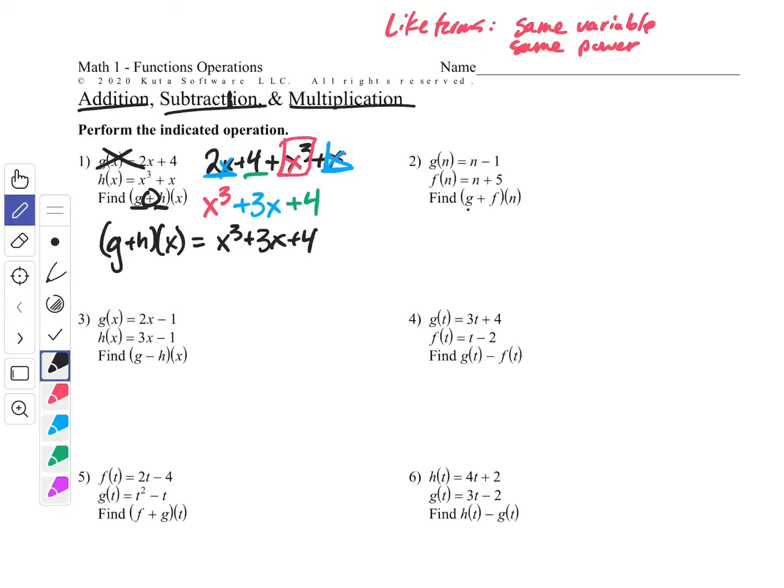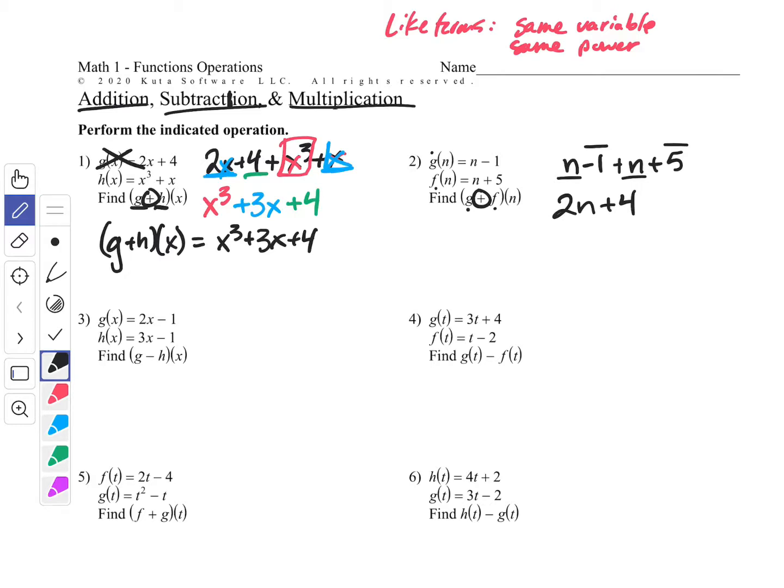So again, take our first function g, and our second function f, plus, right, because that's what we're doing, n plus 5, so like terms n and n make 2n, negative 1 and 5, that's 5 minus 1, gives us a positive 4. It's positive 4, so I put a plus, okay?